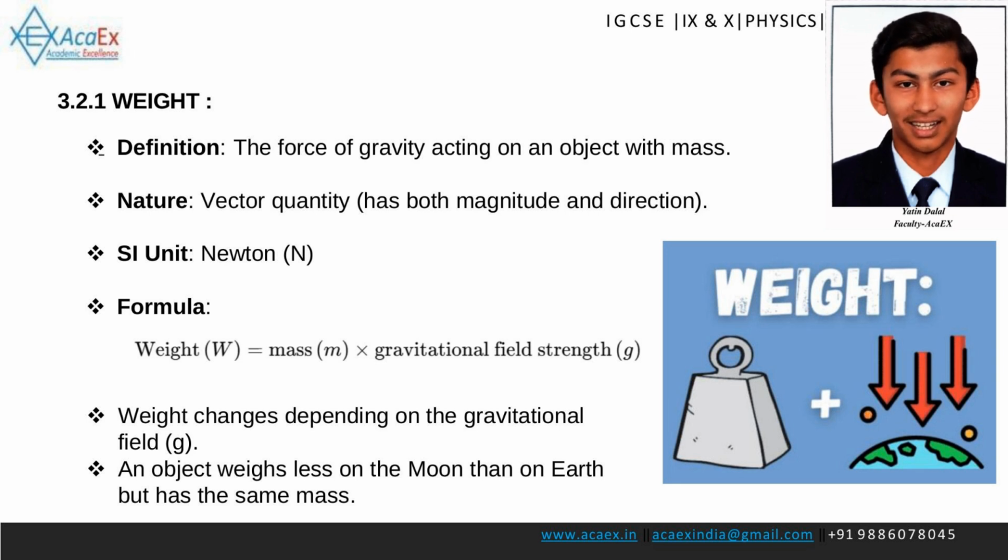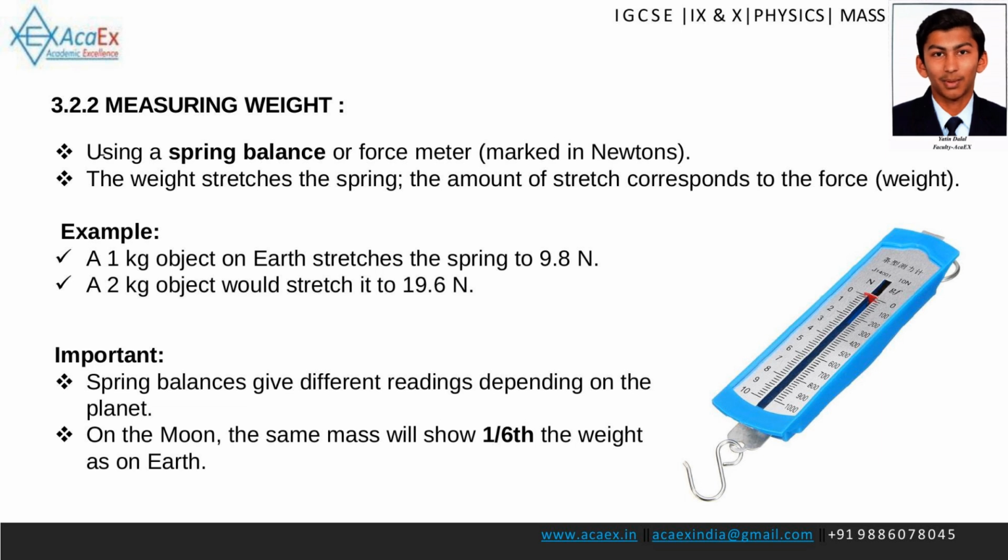Weight changes depending on the gravitational field. For example, an object weighs less on the Moon than on Earth, but has the same mass. Measuring weight: weight is measured using a spring balance or force meter, which is marked in newtons.